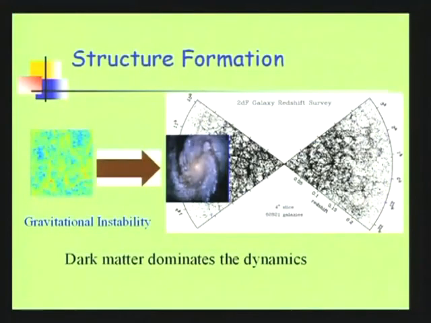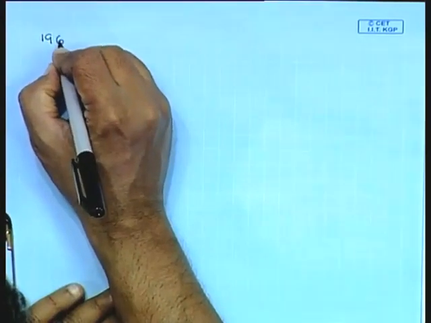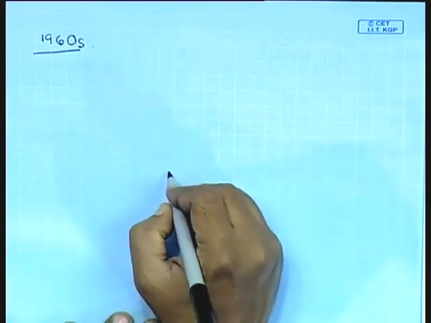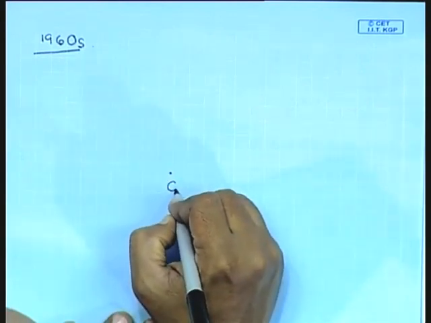Okay, now the cosmic microwave background radiation was discovered in the 1960s, and its discovery completely revolutionized our understanding of cosmology. Okay, so let me explain this to you. Just imagine an observer sitting over here, and we are receiving this radiation which has a black body spectrum.